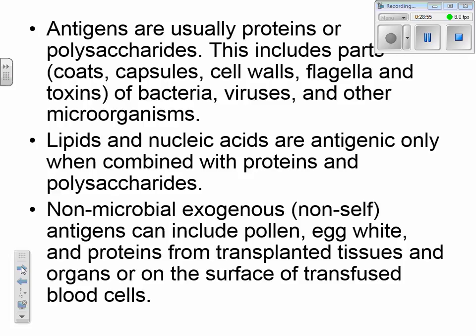Or polysaccharides. Now, what's a polysaccharide? Well, poly means many, multiple. And saccharides is actually sugars. And a polysaccharide is chains of sugars. So something like starch would be a polysaccharide. Not that starch in itself is usually going to be an antigen. But we have chains of sugars on the outside of red blood cells, for example. That'll be one that we'll use when we talk about blood groups. The sequences of sugars on the outside of red blood cells determine whether it's A, B, AB, or O.